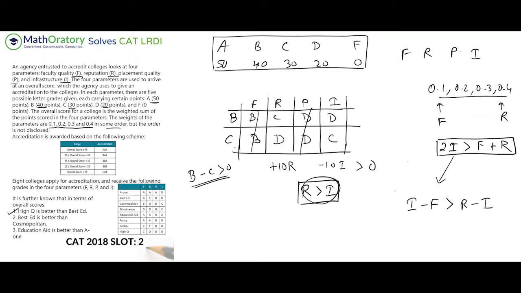Now, because R is greater than I, so R minus I is positive, right? So R is greater than I, we already know. Now check this out. I minus F is also coming out to be greater than 0, right? So I also has to be greater than F. So now I hope this is obvious. So I has to be in between F and R.